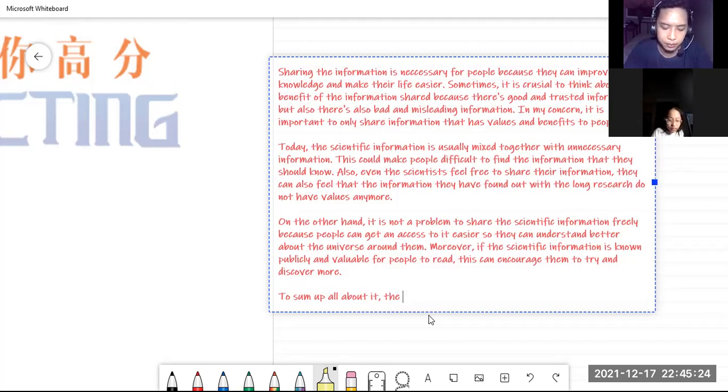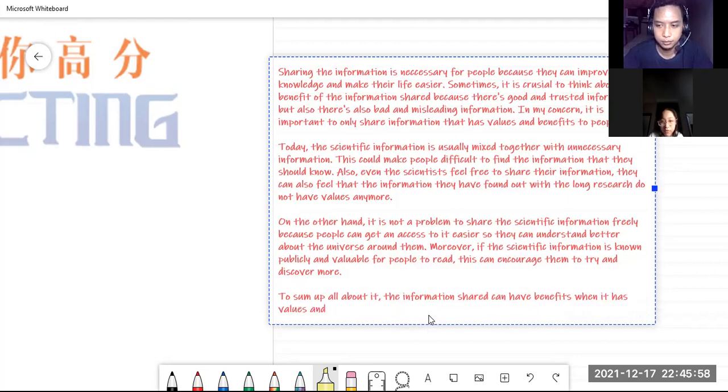Okay, the information shared can have benefits when what? Can have benefits when it has values and when it has the value and good for people. And good for people? Or what? Yeah. Okay.